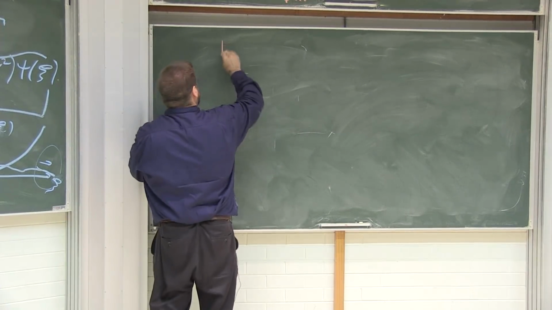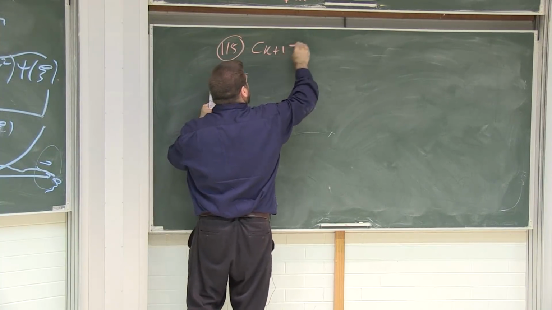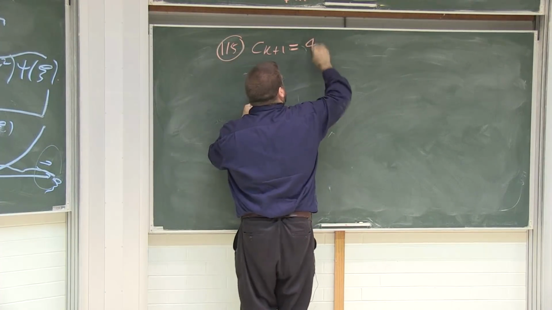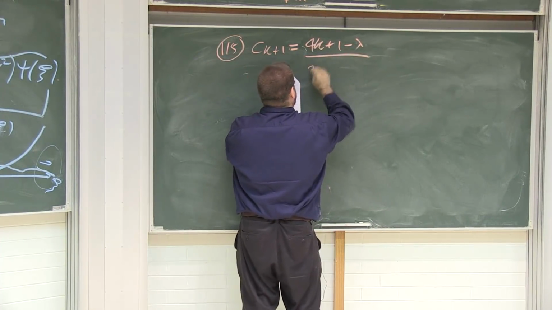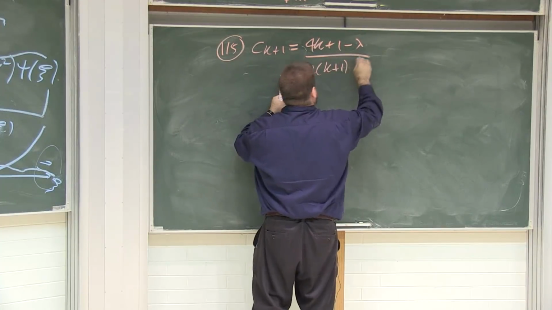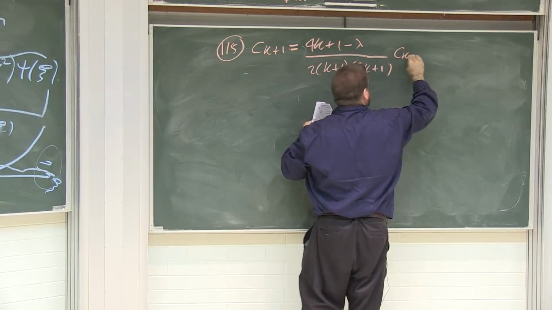And when you write down that equation, you can manipulate it by solving for c k plus 1. And what you get is the following. And this is called a recursion relation.